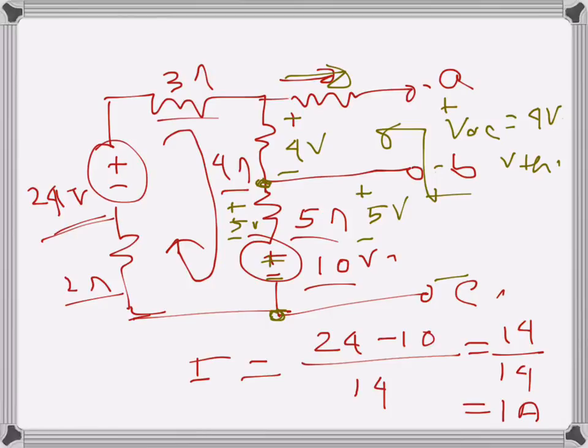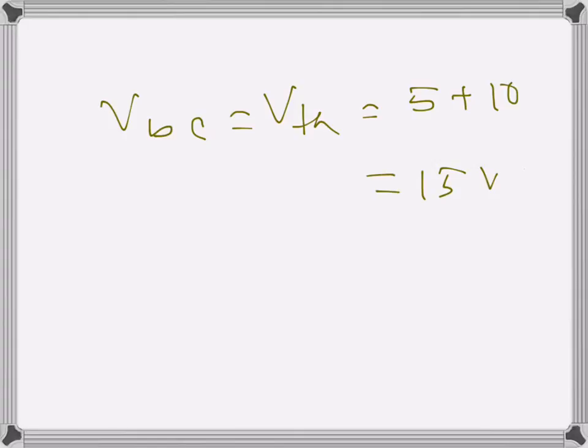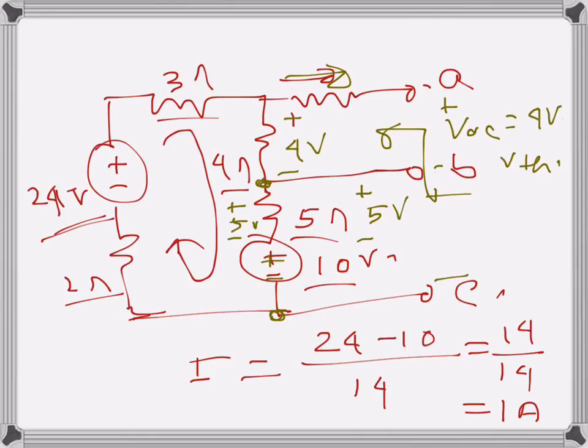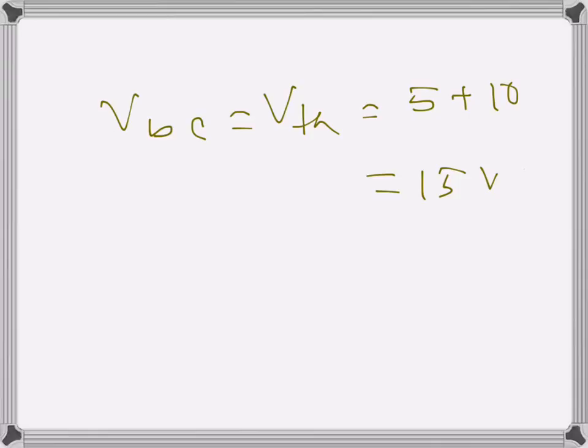So the voltage BC, which is V Thevenin now, will be 5 plus 10, which is 15 volts, because this is one drop here and another drop here. So from terminal B to C, the voltage drop is 15 volts. Now let's look at what will be the resistance seen from here.